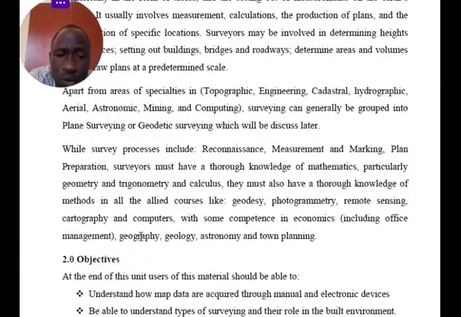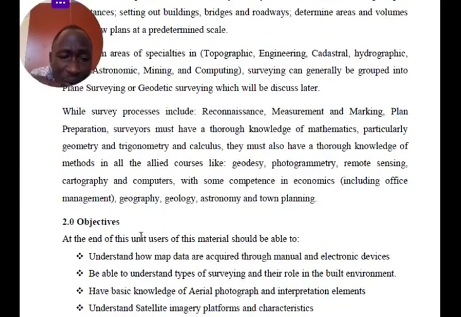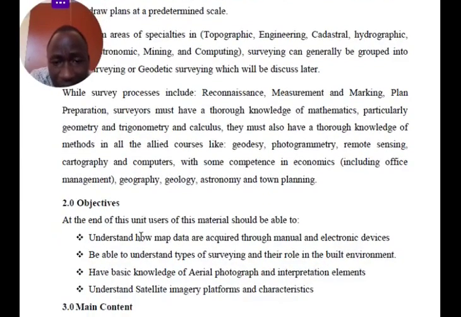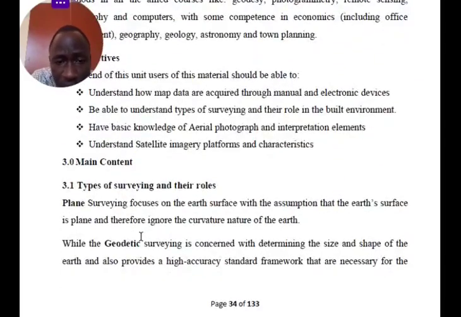That will be our major emphasis. And now when we push on, we have the intended objectives at the end of the sessions that we shall be looking at.